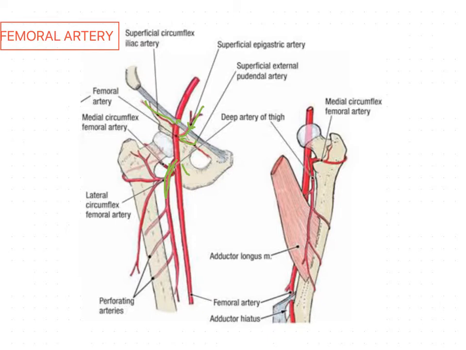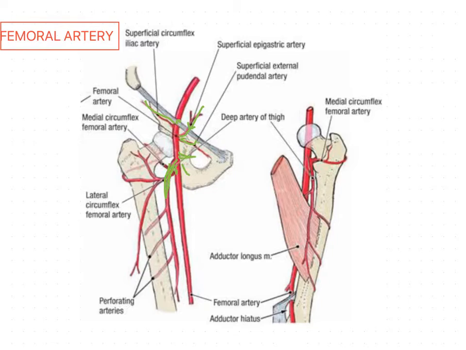The deep external pudendal artery runs medially deep to the fascia lata. It becomes superficial after crossing the adductor longus, and supplies the external genitalia. Actually here we can have a deep pudendal branch.